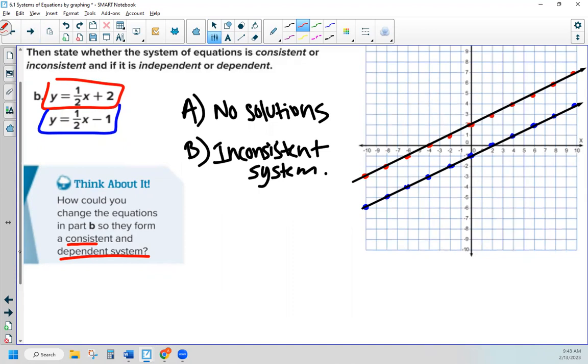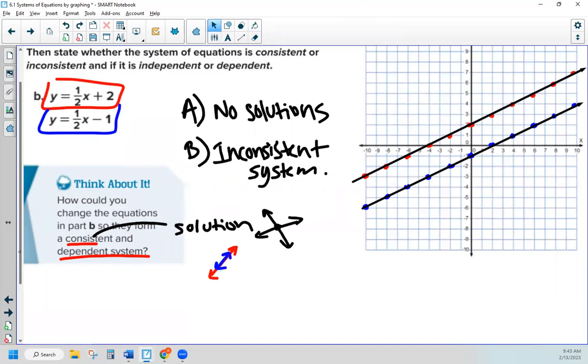All right, let's talk about the answer here. Number 1, to be consistent, that means you have to have a solution, at least one. Now, we have 2 options. There's either one solution where the lines cross like this, and they have one intersection point, or we have the overlapping. We have the red and we have the blue, and they essentially are the same line that they overlap and they have infinite solutions.